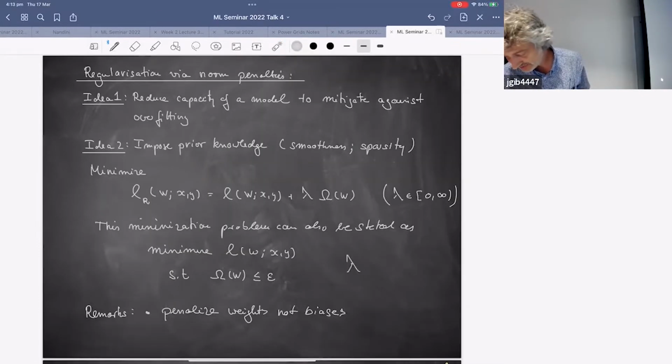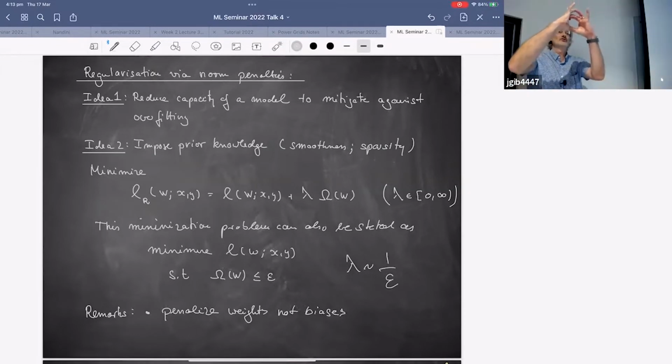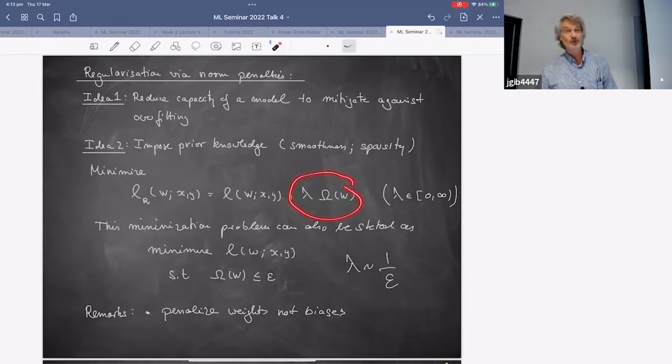You can relate them. So the lambda is like, they're kind of inversely proportional, right? The smaller you force your constraint, your ball around 0 for the W's, the stronger your penalty is here. Okay, so in here the epsilon doesn't occur, right?